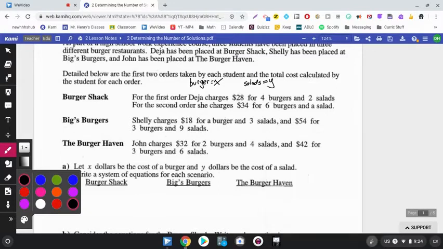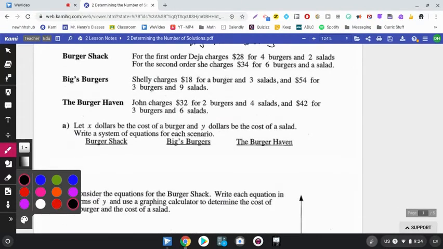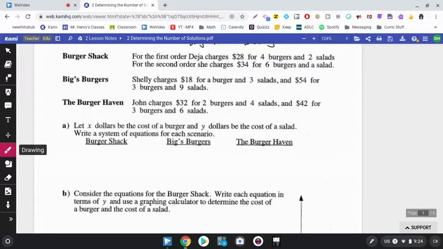We're going to look at Burger Shack using these 2 equations and determine the price of a burger and salad there. Then we'll go over to Big's Burgers, use these 2 equations and solve the system. And then finally, Burger Haven. So I'm actually doing 3 questions here, but what it outlines is the 3 scenarios. Let x dollars be the cost of a burger and y dollars be the cost of a salad. Write a system of equations for each scenario. Burger Shack first.